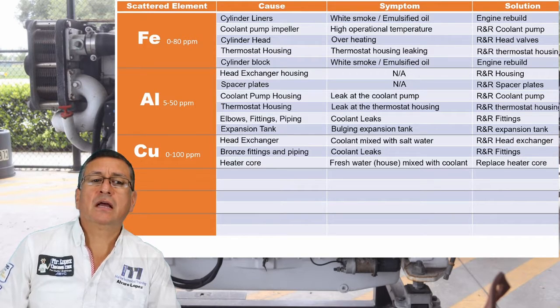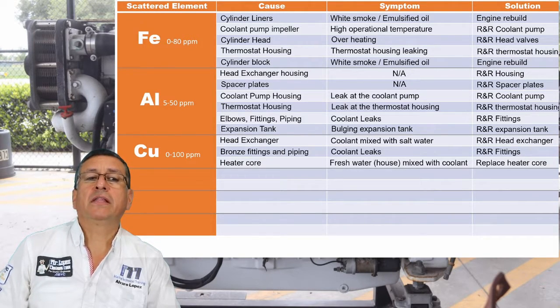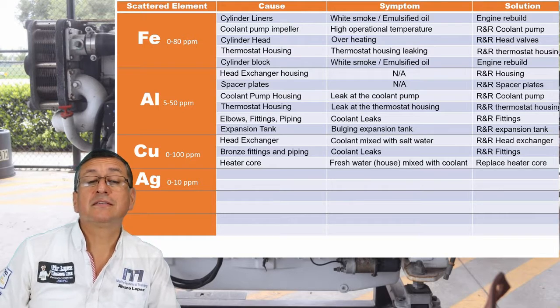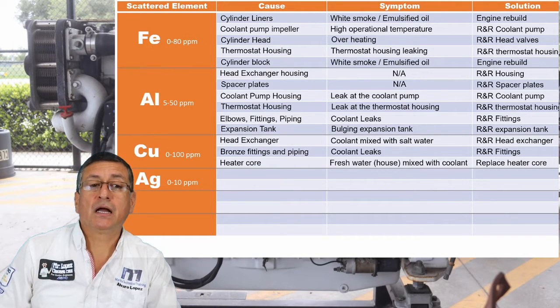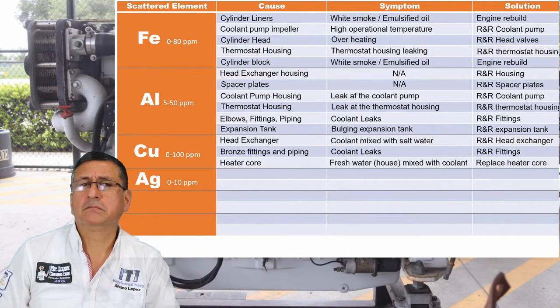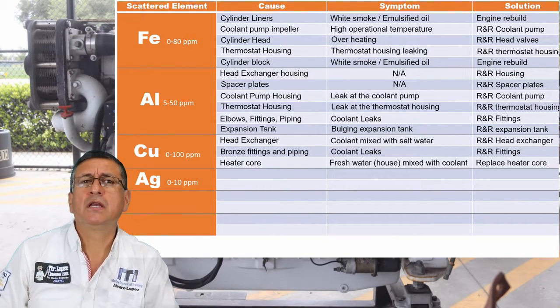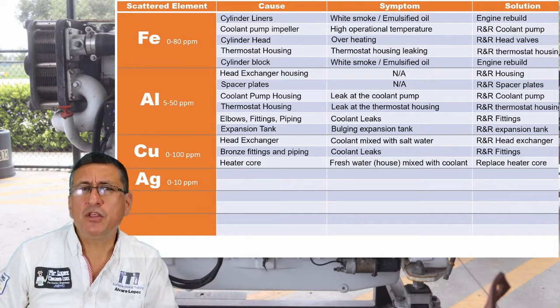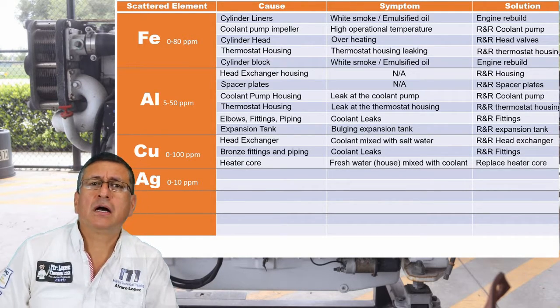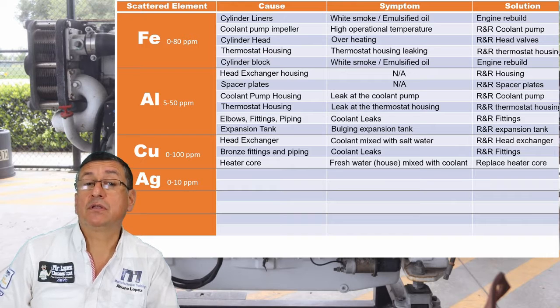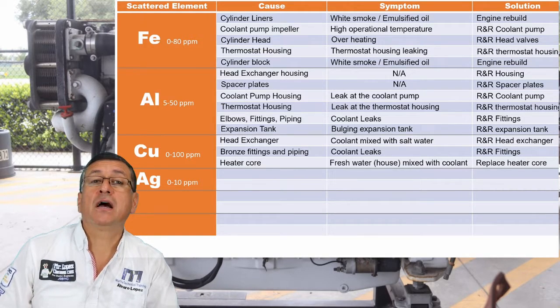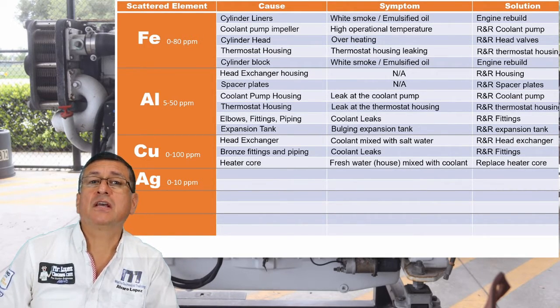Okay, my friends, and now we are going to analyze other metal. Other metal is silver. And the composition of silver should be no more than 10 parts per million. In between 0 and 5 parts per million is acceptable. In between 5 and 10 is excessive amount of silver, and more than 10 parts per million is catastrophic.